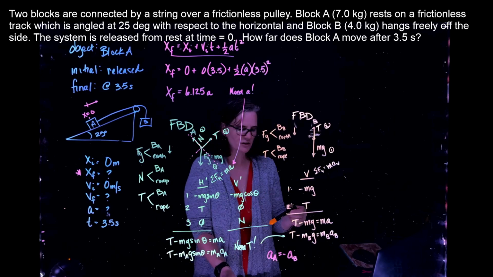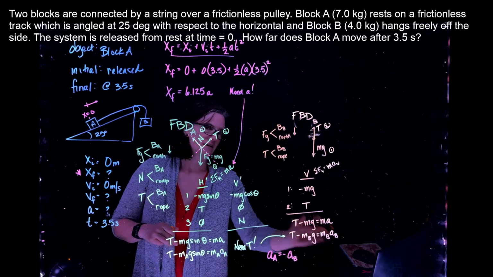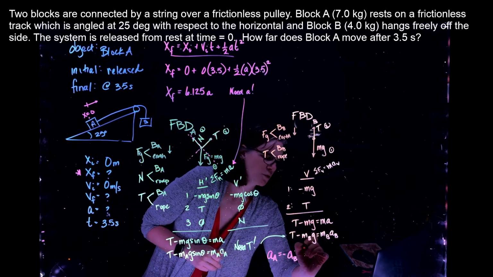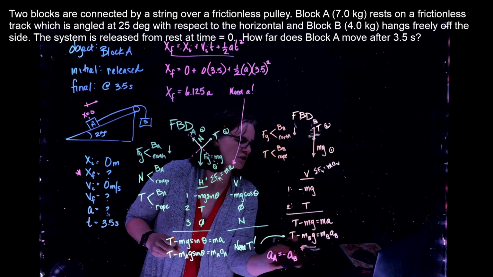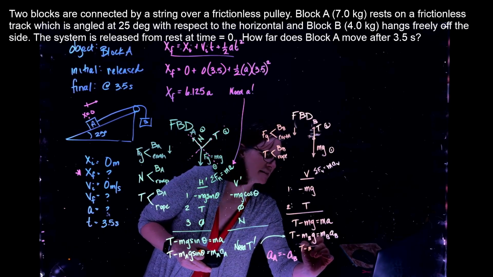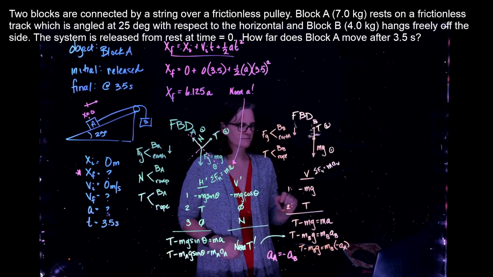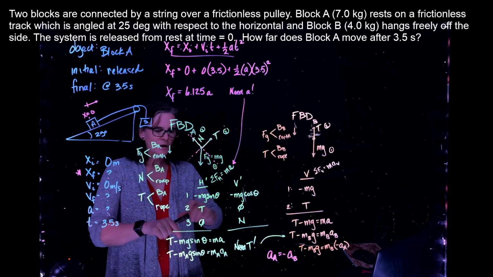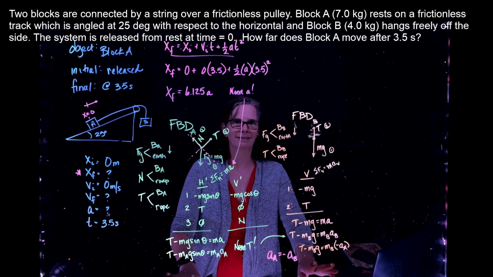And I'll make sure that's crystal clear by substituting the acceleration of A in this equation. So we end up with T minus the mass of B times g is equal to the mass of B times minus the acceleration of A. So that's where my negative comes in. Okay, now I have two equations, two unknowns. I can do something with that. I can do math on that. I got that, all right?